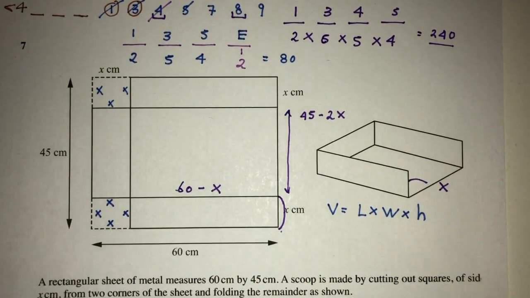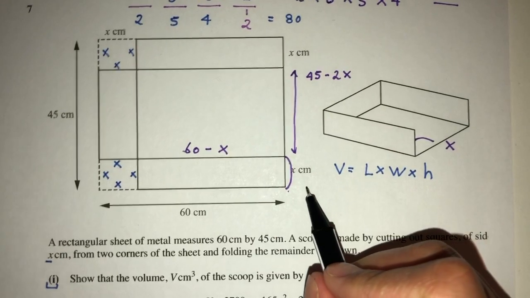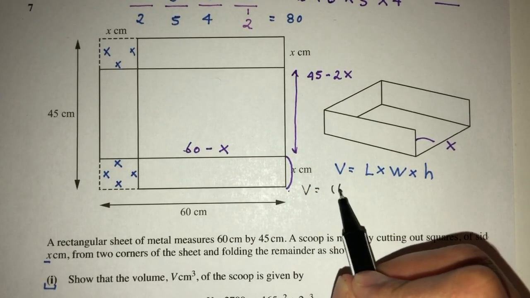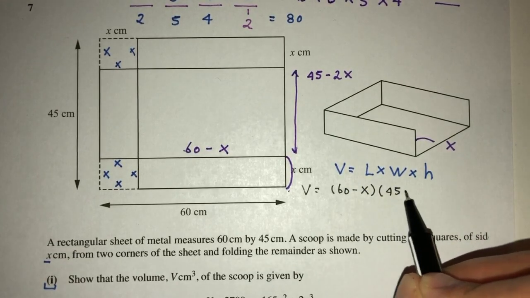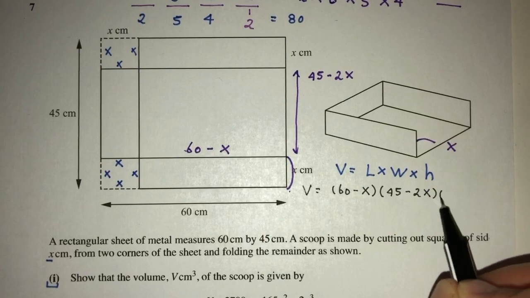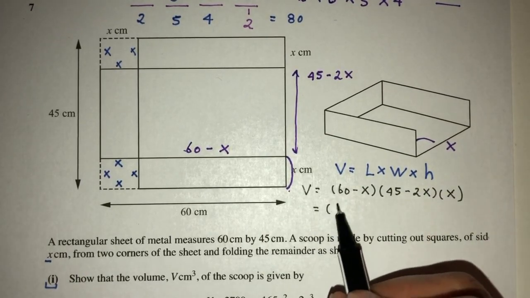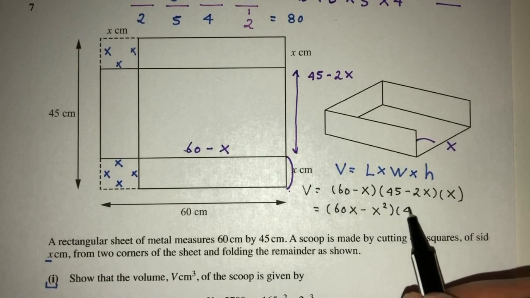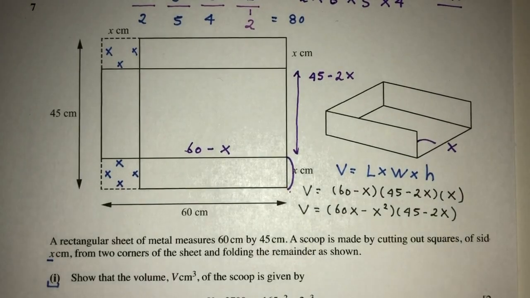So finally, just replace in your main formula to find the volume. V is length, 60 minus x, times width, 45 minus 2x, and times x for the height. Let's first bring the x inside. You will have 60x minus x squared, and then 45 minus 2x. That will be volume V.